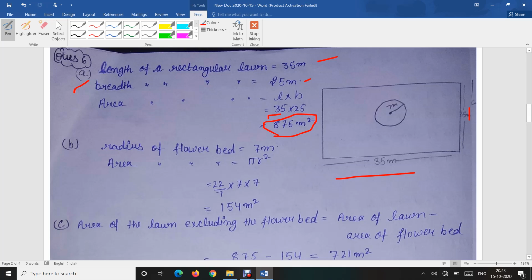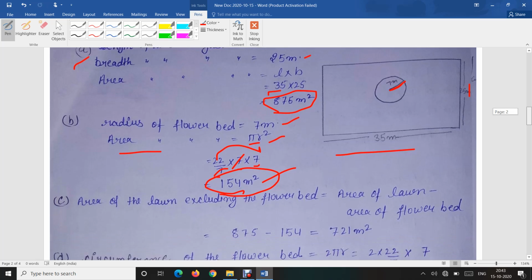Now in the part B you have to find out the area of the flower bed, which is in the middle of this rectangular lawn and which is in the shape of a circle. And you know that the area of the circle is pi r square. Here r is given, which is 7 meter. So radius of flower bed is 7 meter. Area of this flower bed is equal to pi r square. You can put the value of pi, which is 22/7, which you learn in the previous exercise. So 22/7 multiplied by 7 multiplied by 7. 7 cancelled with 7 and 22 multiplied by 7, which gives 154 meters square. This is the area of the flower bed.